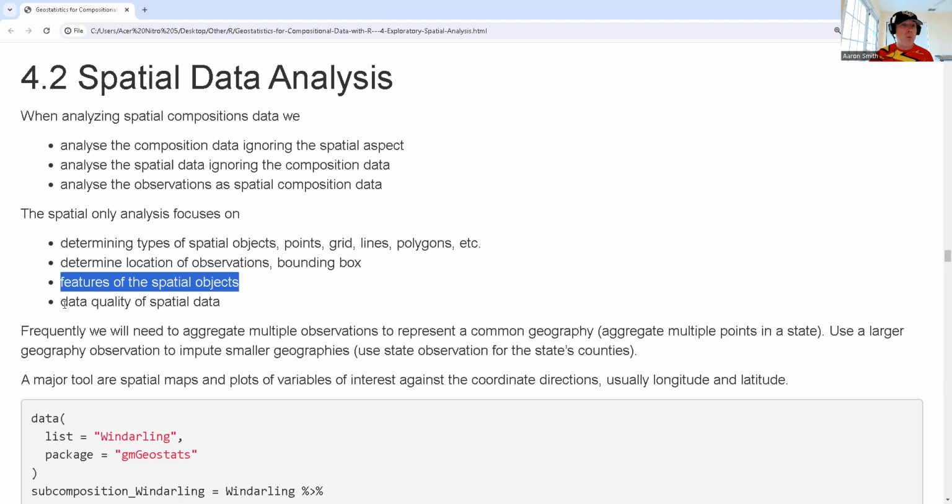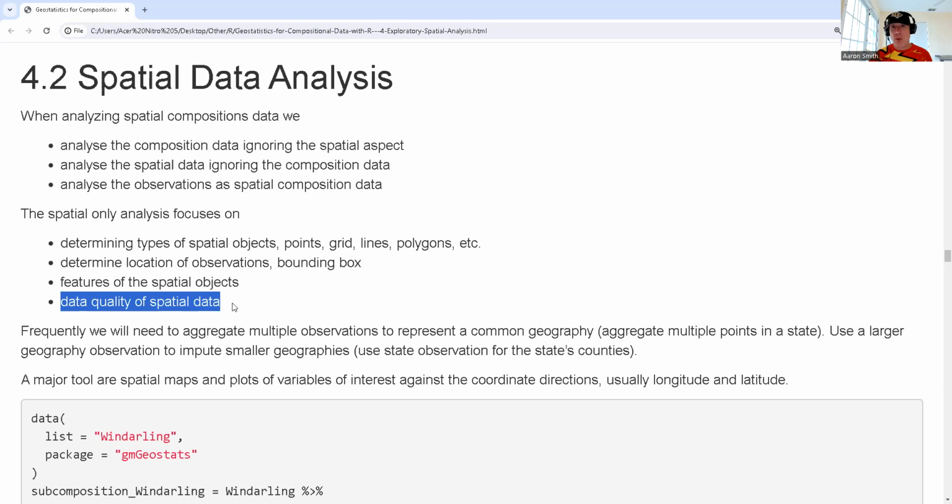And then I also want to consider the quality of my spatial data. Do I have missing values? Do I have observations in my data set that I don't have a location for? Do I have locations without observations?